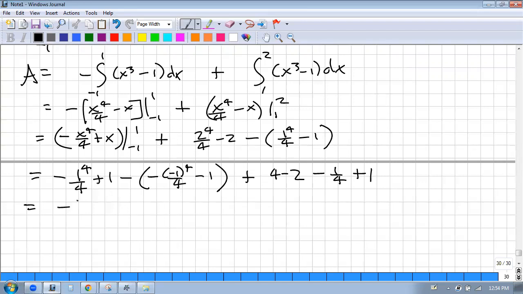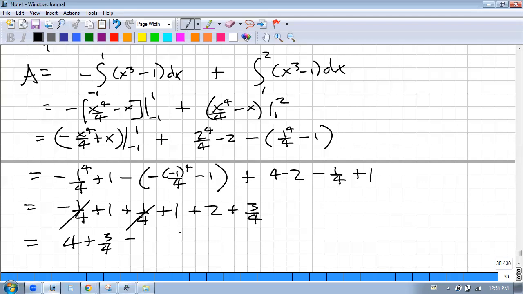So this is just negative 1/4 plus 1. Negative 1 to the fourth is 1. Negative is plus. Minus makes a plus. 4 minus 2 is 2. 1 minus a fourth is 3/4. Those can go away. 1 and 2 makes 3, plus the 3/4 gives us 3 3/4. That's my answer. I'll stick to it.